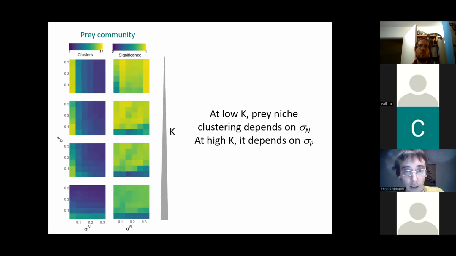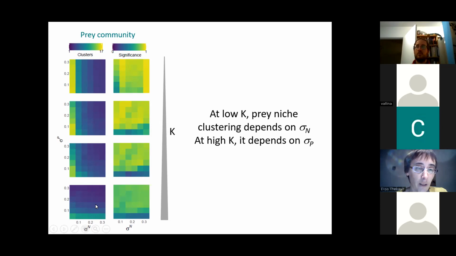Okay. So the next graph is a bit complex, so I will go slowly. First, here I show the number of clusters and the proportion of simulations for which the clustering pattern was significant for the prey community. So we are looking at clusters along the prey niche axis. And we do so for varying levels of niche width of predators and prey, and along a gradient of productivity, with low levels of K on the top and high levels of carrying capacity of prey on the bottom.